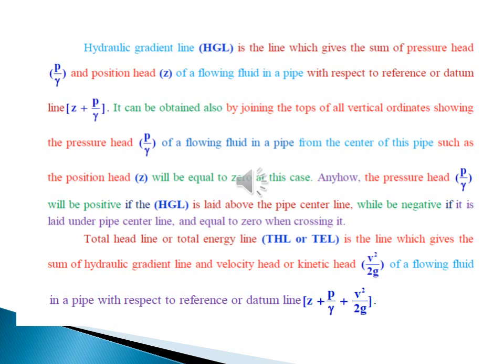Anyhow, the total head line or total energy line THL or TEL is the line which gives the sum of the hydraulic gradient line and the velocity head or kinetic head of a flowing fluid in a pipe with respect to the reference or datum line, which is equal to Z plus P divided by gamma plus V squared divided by 2g.